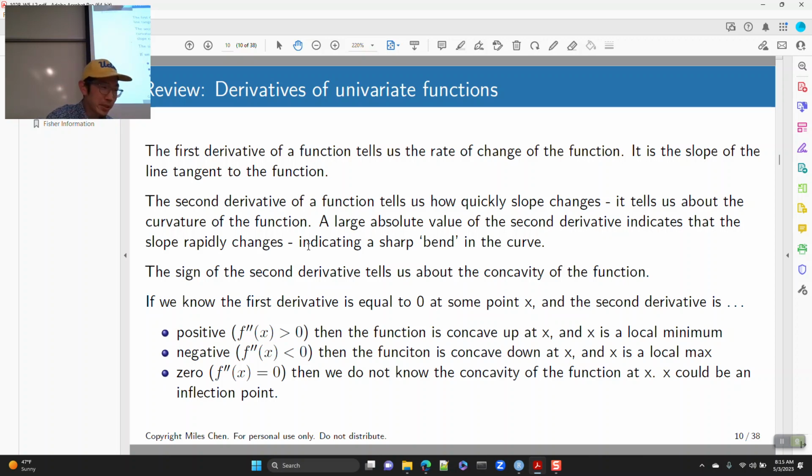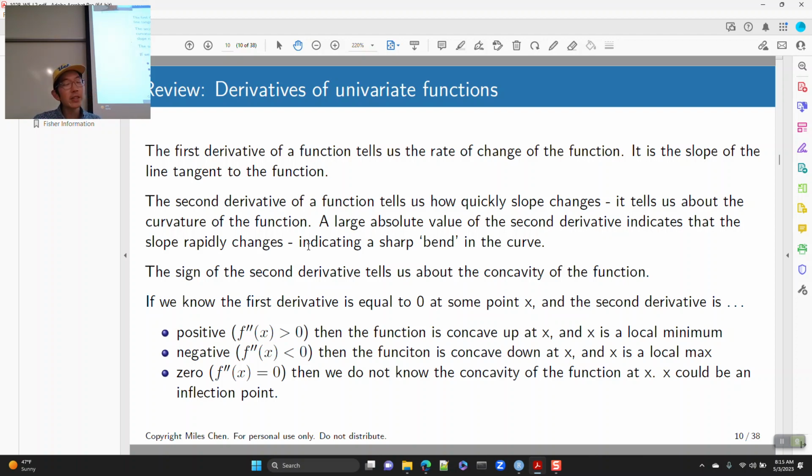Okay, so we're going to rewind a bit, and we'll just talk about derivatives and second derivatives and things like that. The first derivative tells us the rate of change, the slope of our tangent line, if we're thinking of a single function. And then the second derivative tells you how quickly the slope changes, and it reflects the curvature of the function.